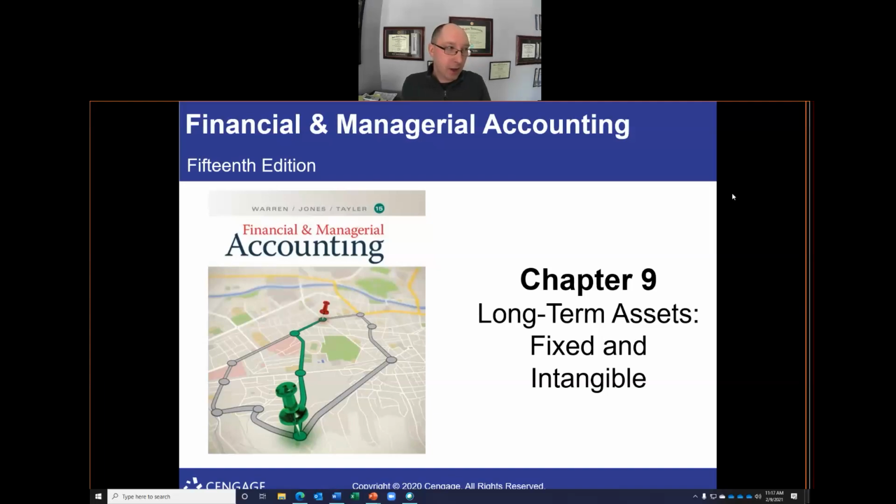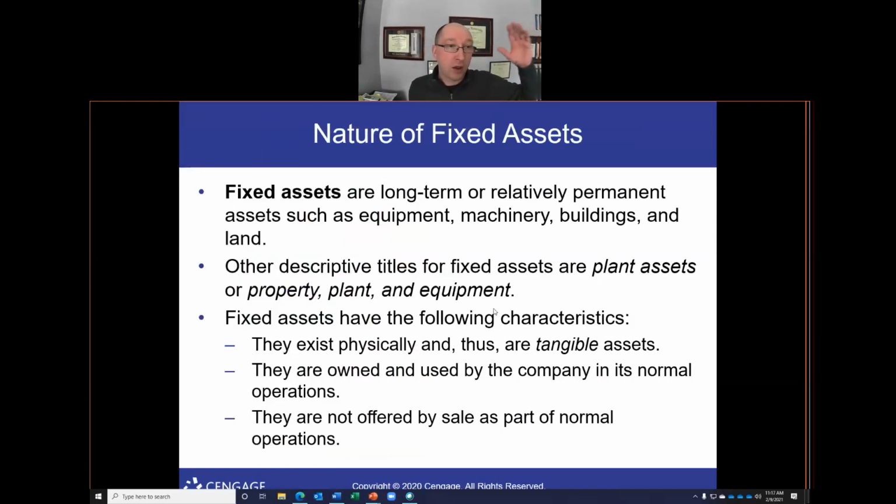Then there's intangible assets. These would include things like copyrights, intellectual property. Those are ideas. I can't physically touch an idea. Copyrights. I can't physically touch a copyright. A trademark, a logo. These are intangible assets. They hold value, but I cannot physically touch them. We'll talk more about it. And that's what this chapter focuses on: fixed assets, intangible assets, and how we depreciate these assets.